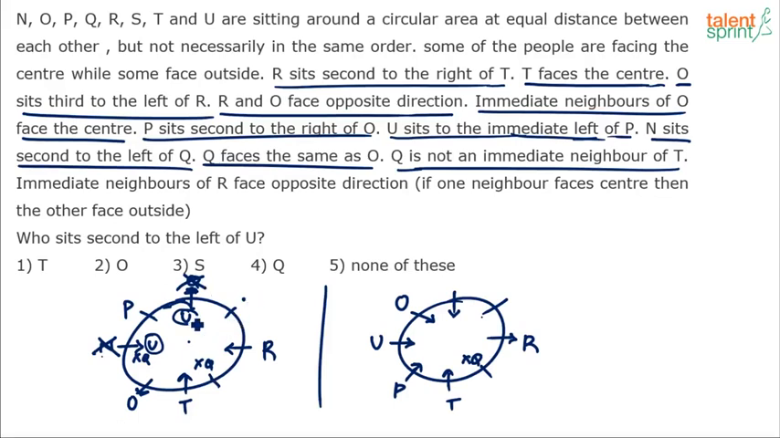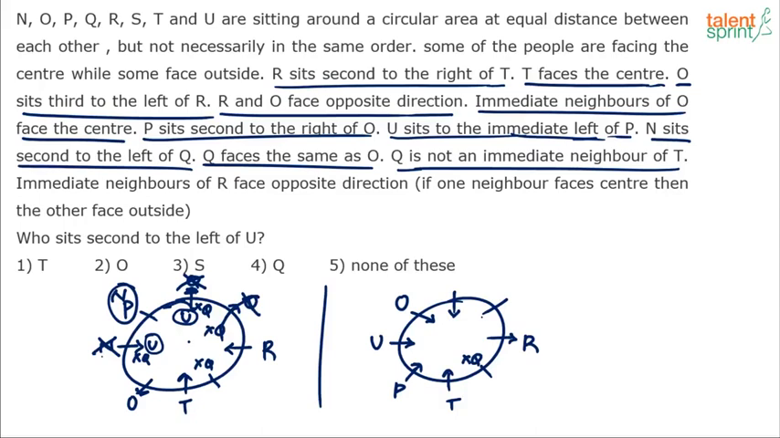Try in this position. Now, if Q cannot come here, the only place left out for Q is this one. Q should be facing outwards. Remember, Q should be facing outwards because O is facing outwards. Now, N sits second to the left of Q. What is second to the left of Q? First and second. N has to come here. Now, the problem is N and P both cannot come in the same position, which means Q cannot come in this position as well.